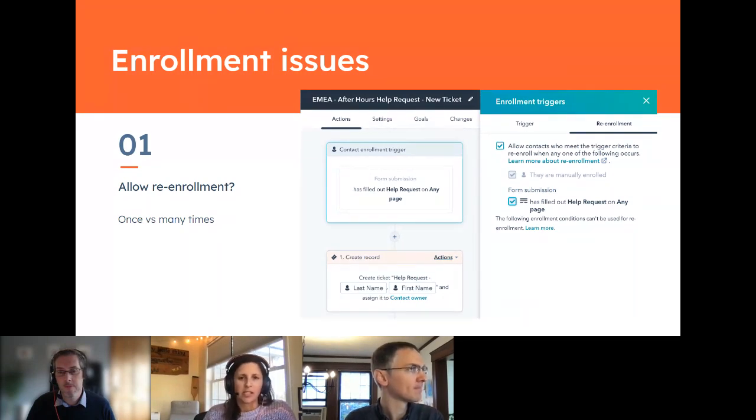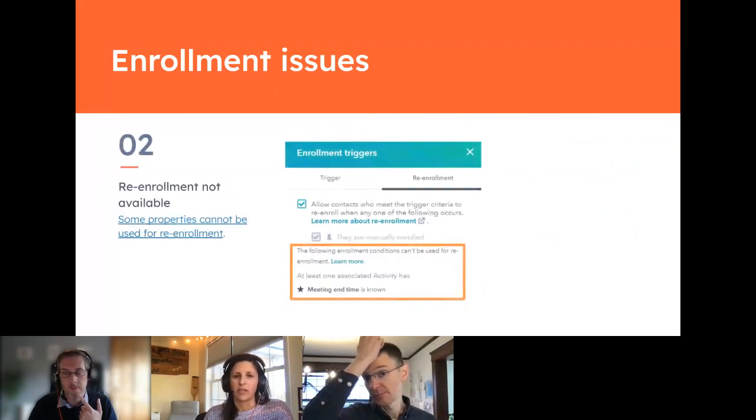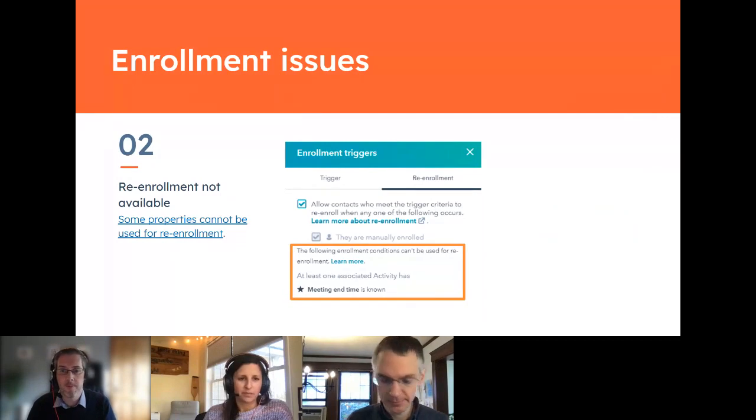When you're making this decision about re-enrollment, think about edge cases. If you have a workflow that triggers when a ticket is closed, consider, will a ticket only ever close once? Could it be reopened and closed again? And is that automated process that you're running relevant each time it closes?